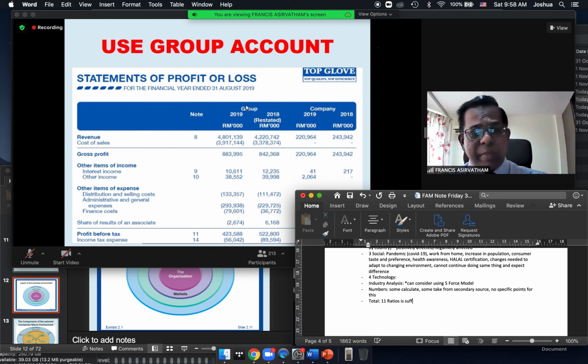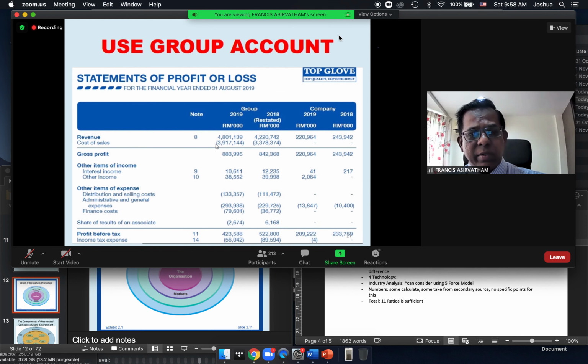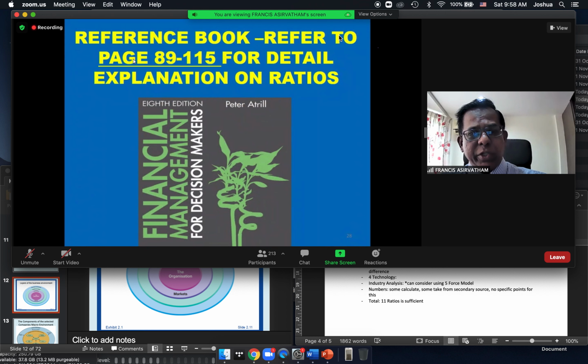This is an example of a company. It's Top Glove. I've already put the example. The ratio explanation, the detailed explanation, you can see in pages 89 to 115 from this book. Anybody who's still not sure about the theory, you can read the book. But we know if you write theory, no marks. But if you still don't know what it is, you can read. That's why it's written very clearly.